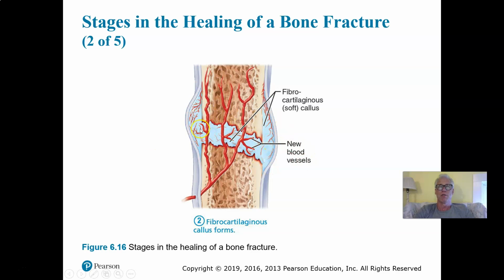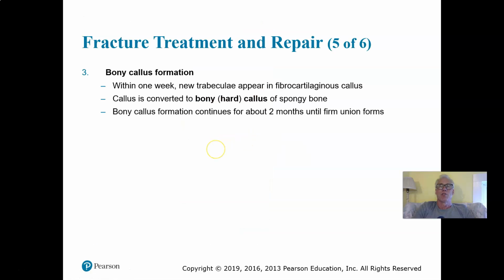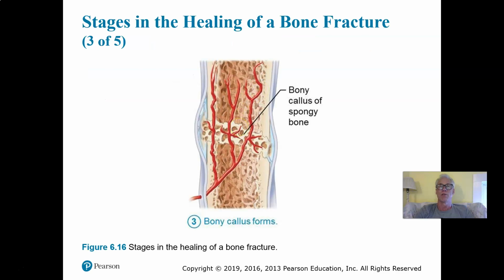So here's a picture. We've converted the hematoma, the blood clot, into something much more substantial. It's still flexy, but at least it's starting to look like something. We've got some collagen in there to give it some strength. We've got new blood vessels growing through there. The next step is to really turn that into some bone tissue. So ossification of that fibrocartilaginous callus will create a bony callus. Some new trabeculae will form, and we'll have some fairly tough stuff built in. The union between the bones is getting quite strong over that 8 weeks or so of time.